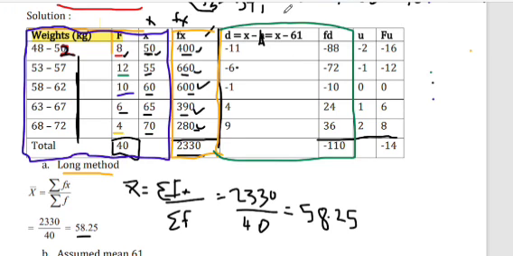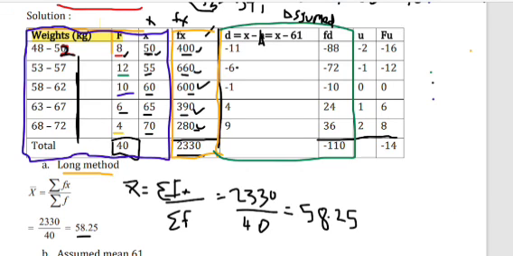So this part here, I have covered the part for the assumed mean method. This one is for the assumed mean method.